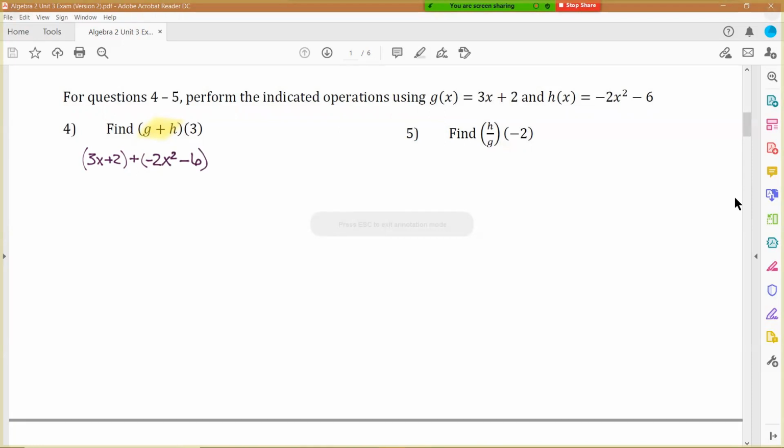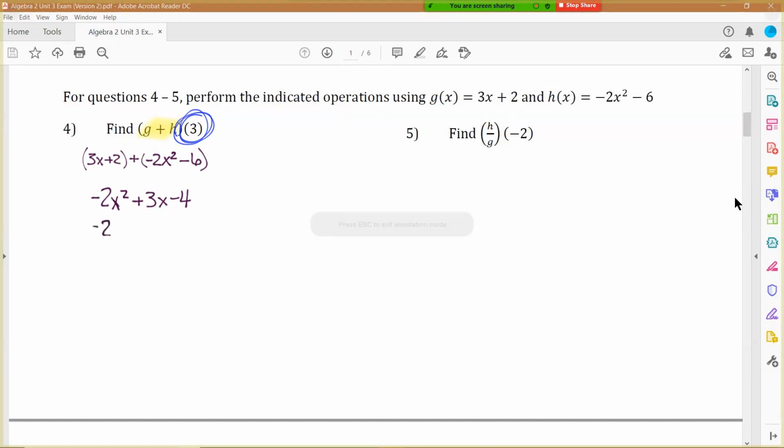Since that's addition in the middle, I don't have to distribute the negative because there is no negative there. I can just go through and combine like terms. So negative 2x squared plus 3x minus 4. Once I have that simplified, now I need to do something with this 3. What do I do with that 3? Plug it in for the x, absolutely.